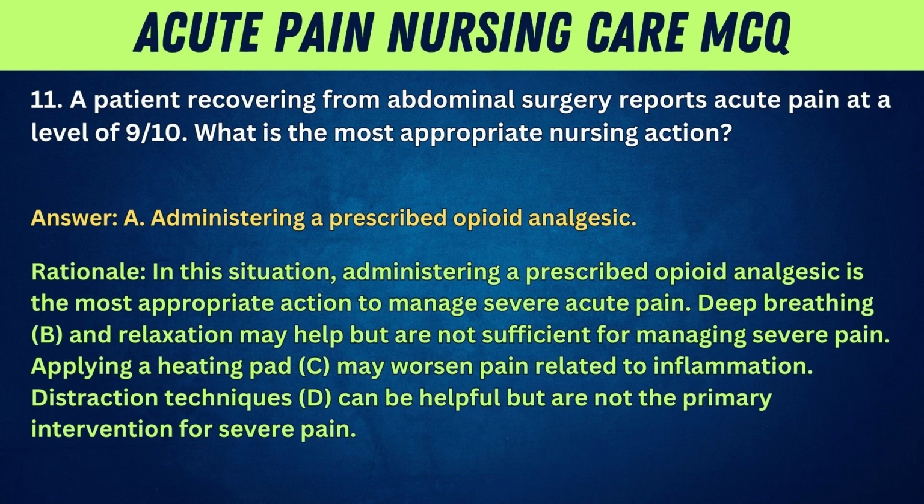Rationale. In this situation, administering a prescribed opioid analgesic is the most appropriate action to manage severe acute pain. Deep breathing, B, and relaxation may help but are not sufficient for managing severe pain. Applying a heating pad, C, may worsen pain related to inflammation. Distraction techniques, D, can be helpful but are not the primary intervention for severe pain.